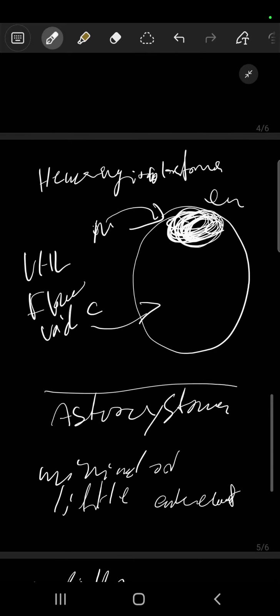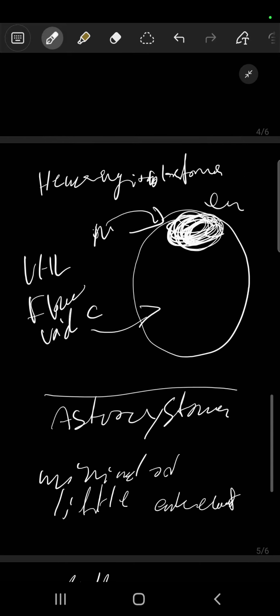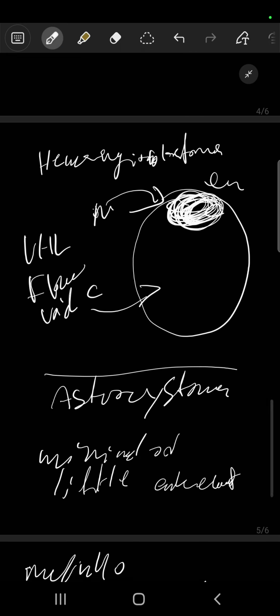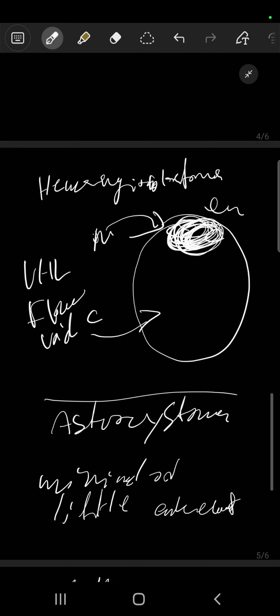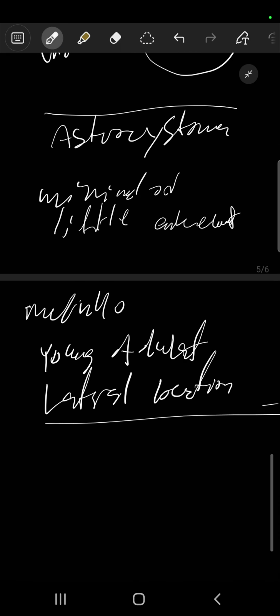Okay, so those are the main differential diagnoses for posterior fossa mass lesion in adult. You need to think about metastasis, you need to think about hemangioblastoma, astrocytoma, and medulloblastoma.